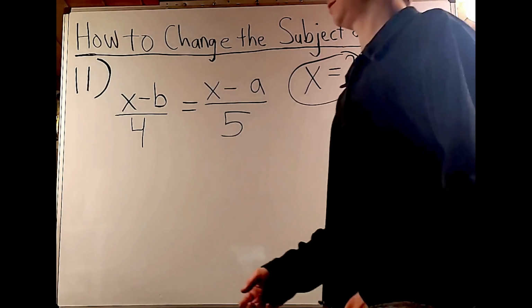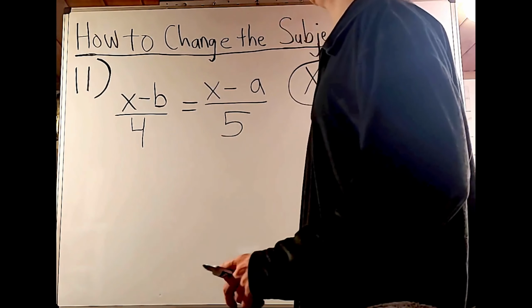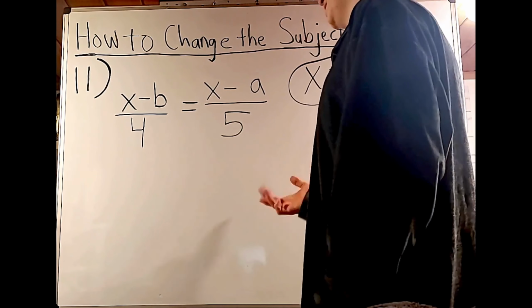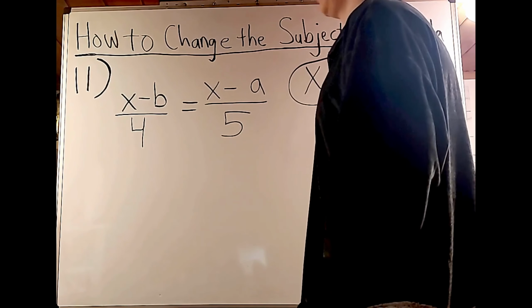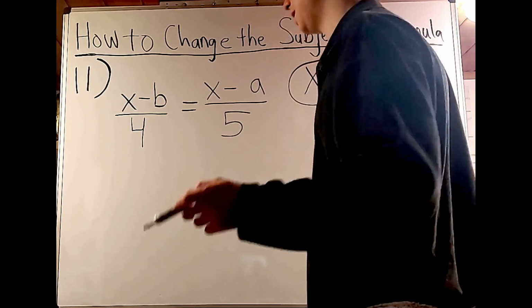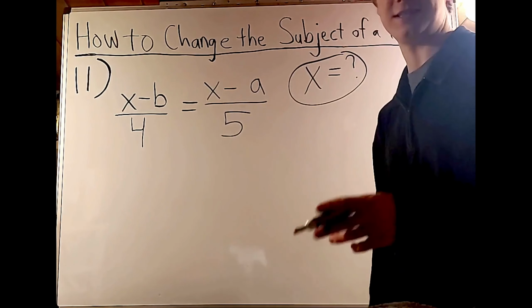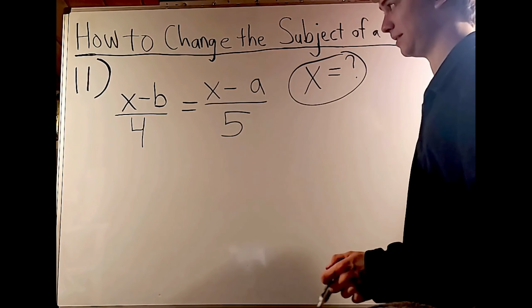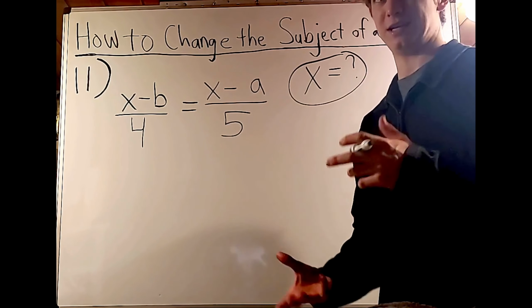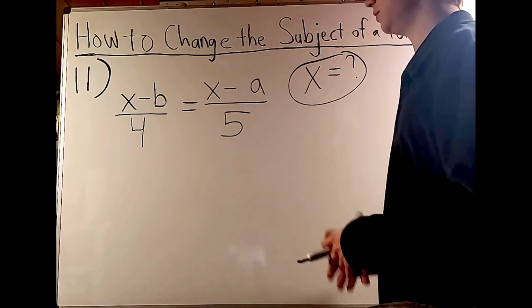Number 11. We can see things are a little more complicated. We have x minus b over 4 equals x minus a over 5. We see one thing, we see a variable on both sides, x and x. So that should catch your eye right away when looking at this. The next thing that should catch your eye right away is that you have a fraction equal to another fraction. That can be kind of weird and awkward to think about and figure out.